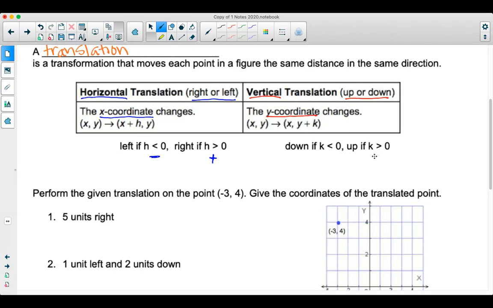And again, if you're moving up, k is going to be greater than 0. You're adding that number. If you're moving down, k is negative or less than 0. You are moving it down.